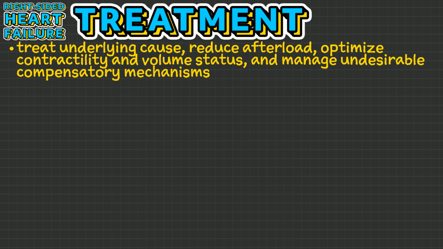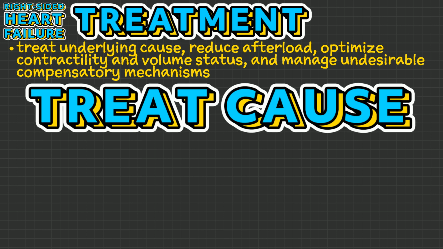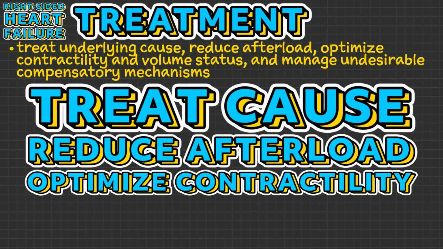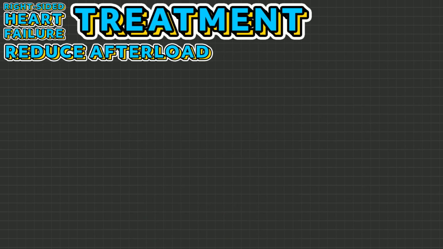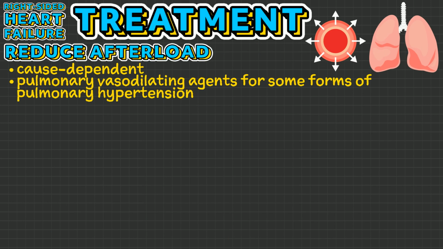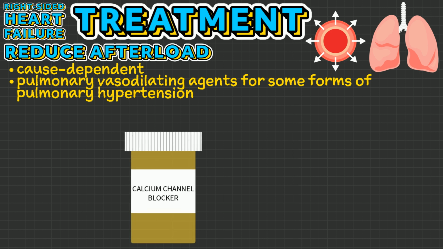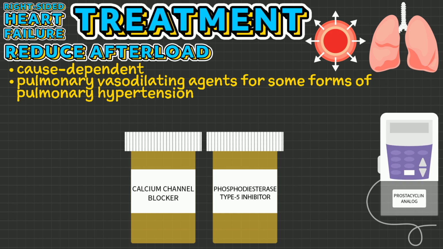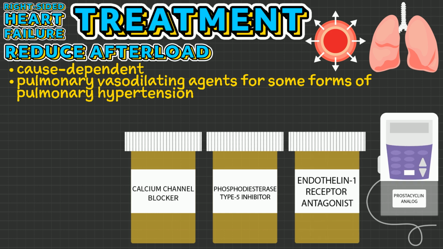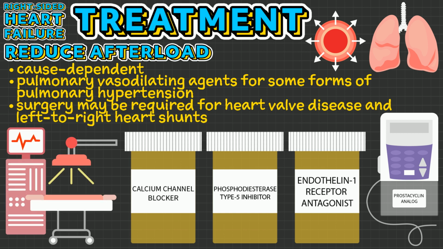Right-sided heart failure treatment focuses on treating the underlying cause, reducing afterload, optimizing contractility and volume status, and managing undesirable compensatory mechanisms. The method of reducing afterload is cause-dependent. Pulmonary vasodilating agents, such as calcium channel blockers, phosphodiesterase type 5 inhibitors, prostacyclin analogs, and endothelin-1 receptor antagonists are used for some forms of pulmonary hypertension, where a surgery may be required to reduce increased afterload caused by heart valve disease and left-to-right heart shunts.